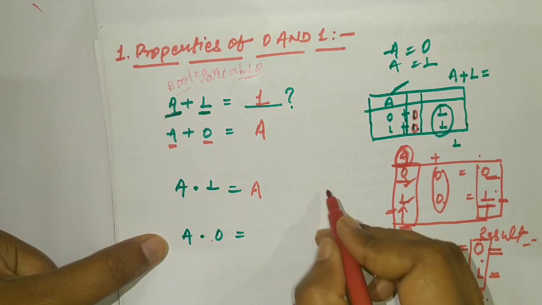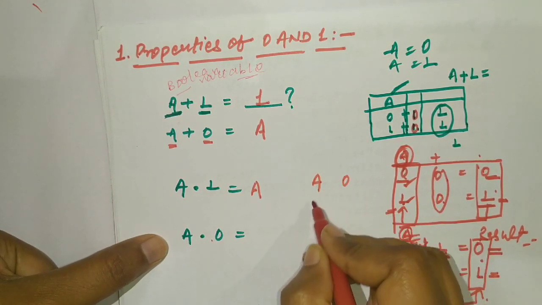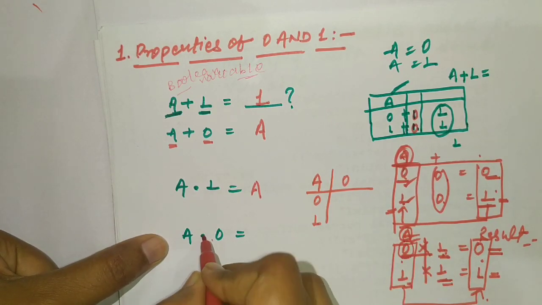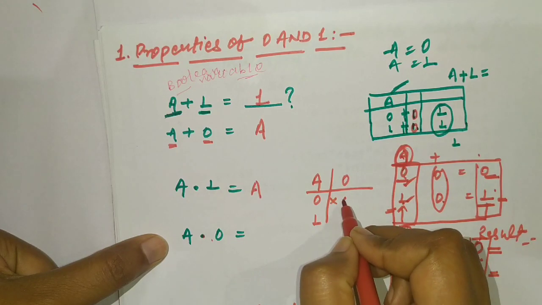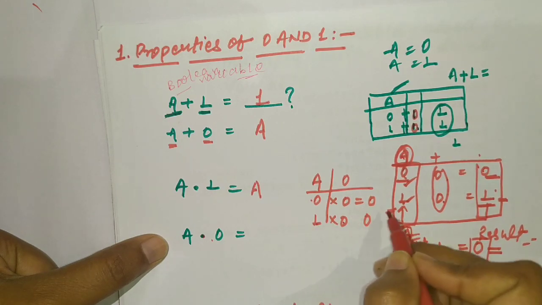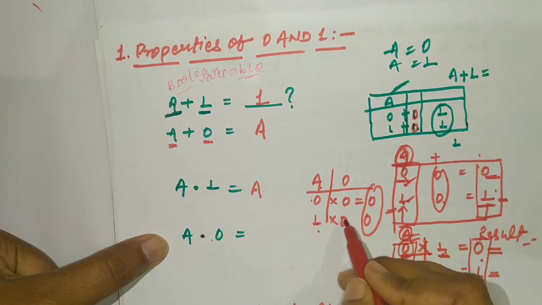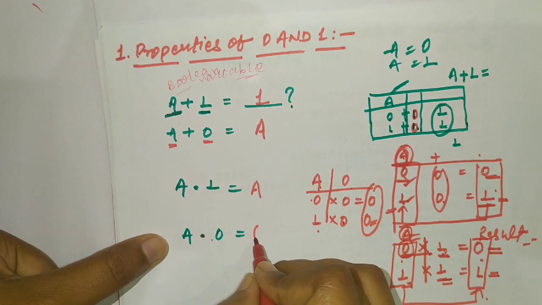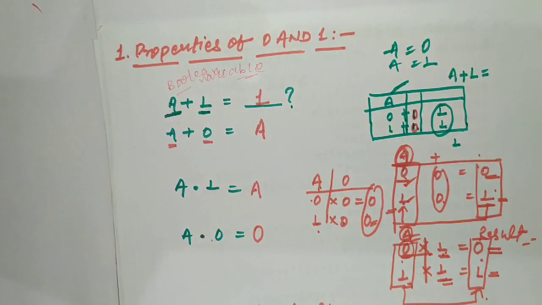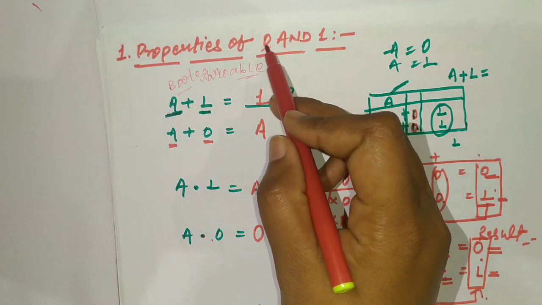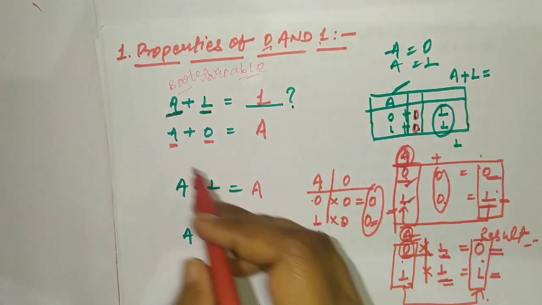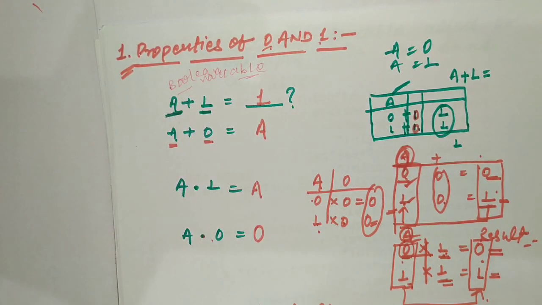Next, a into 0. The value of input is 0 or 1. This is a dot, that means multiply. Multiply by 0, the output is 0. 1 into 0 is 0. Here if we multiply any variable by 0, the output is 0. So the result is 0. These are the 4 laws of the property of 0 and 1. That means firstly we add 0, then multiply by 0, then add 1, then multiply by 1. This is the first law of Boolean algebra.